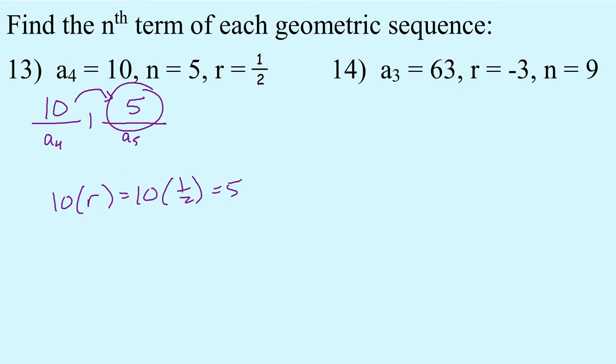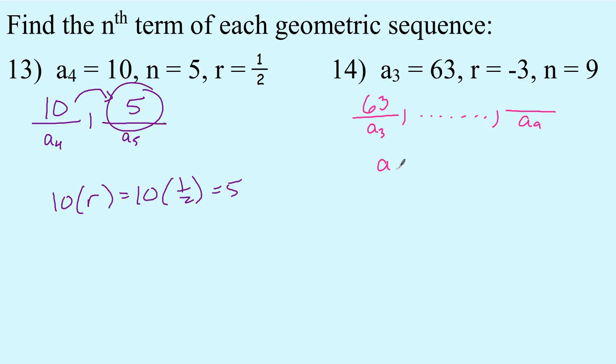Okay. Number 14, we have the third term, but now we're looking for the ninth term. So you could sit here and count it all out, right? That's the third term, and then do all your lines. I don't know why I said boxes. And then figure out the ninth term, or use your formula.